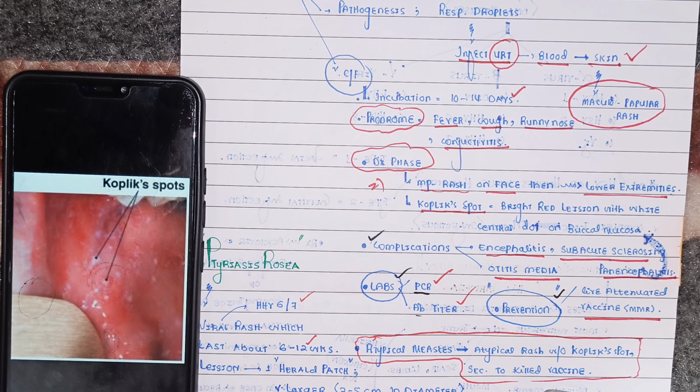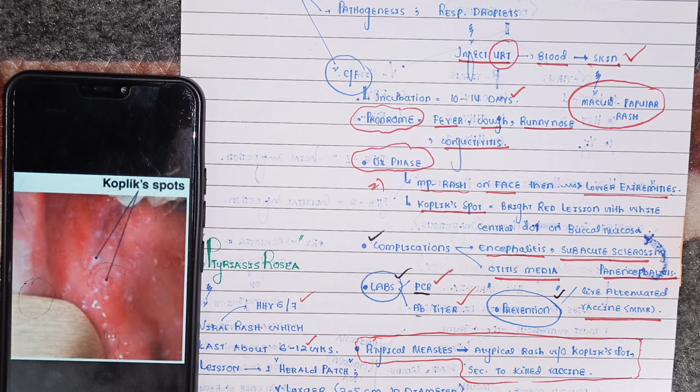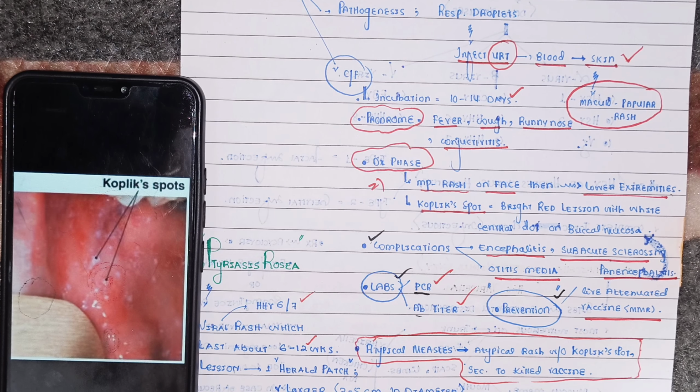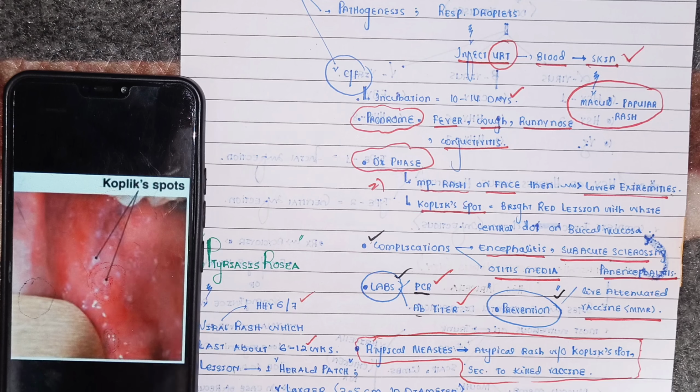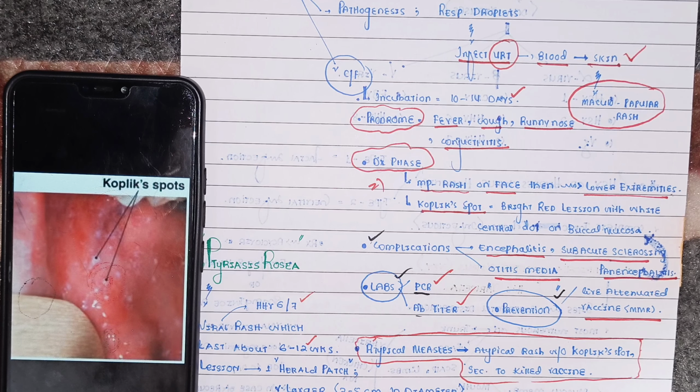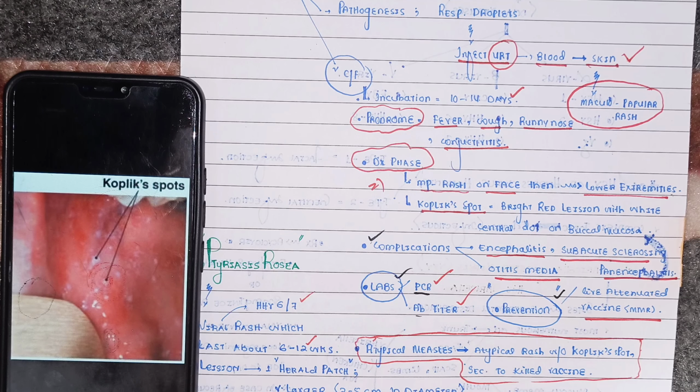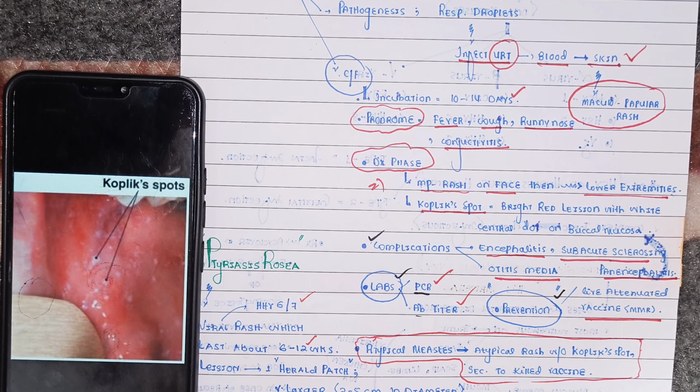As compared to typical measles, one type of measles is atypical measles, in which, you know beta, what happens: maculopapular rashes appear on the skin but without Koplik spots. What happens in typical measles? Maculopapular rashes on the skin and Koplik spots in the buccal mucosa. But if maculopapular rashes occur on your skin and there are no Koplik spots in the buccal mucosa, then that is called atypical measles.